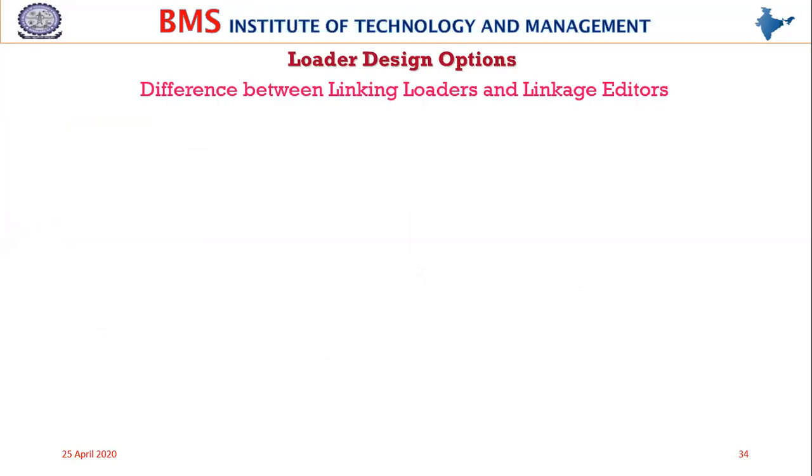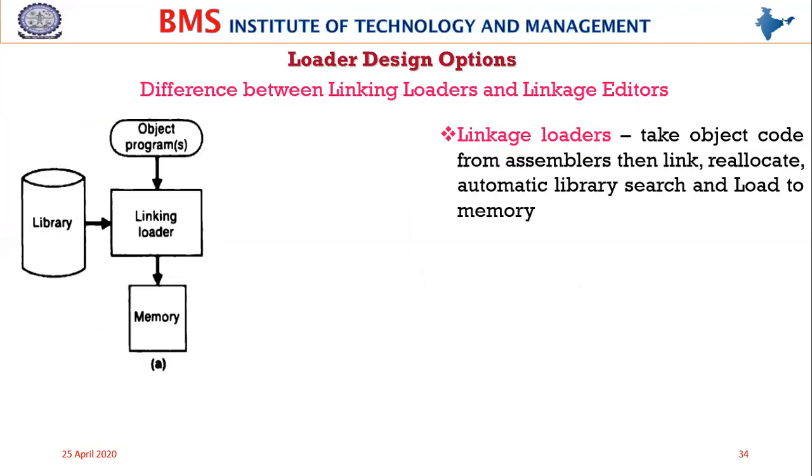Okay. Difference between the linking loaders and the linkage editors. This is what is happening. Your object programs given by your assembler will be given to the linking loader, which will search your library, do the reallocation, do the linking of all the external symbols, and directly place it into your memory. Linking loaders take the object code from the assembler, then link, reallocate, and do automatic library search. All this is done, and immediately it is loaded into your memory.